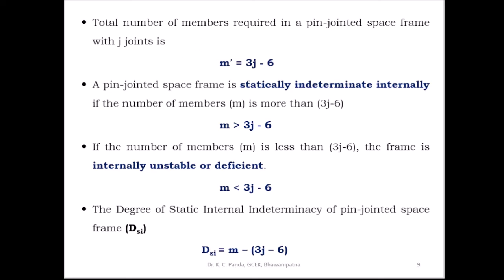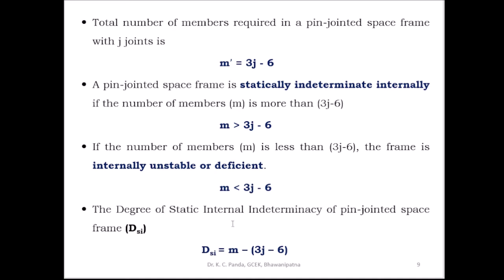So this is a determinate structure if M is equal to 3J minus 6. If the number of members is greater than 3J minus 6, M greater than 3J minus 6, then the pin jointed space frame is statically indeterminate internally. If the number of members is less than 3J minus 6, M less than 3J minus 6, the frame is internally unstable or a deficient structure.